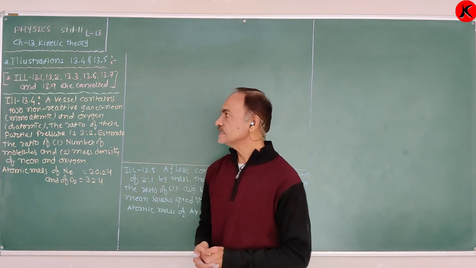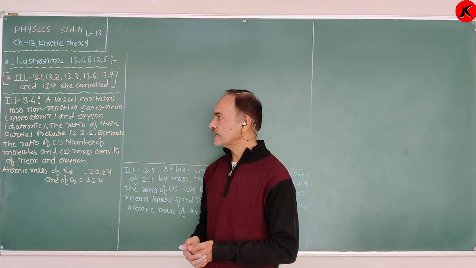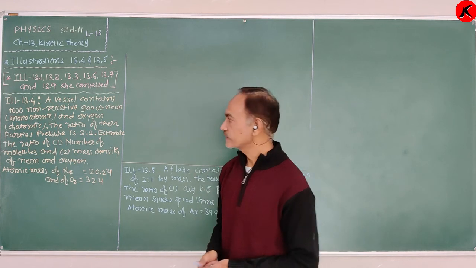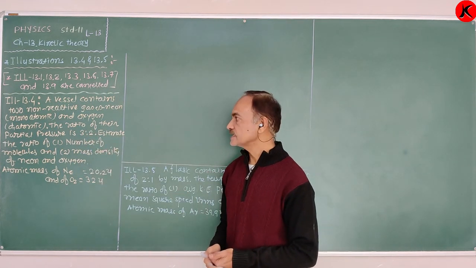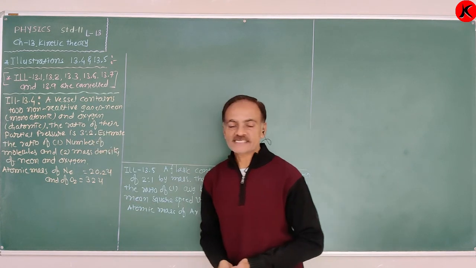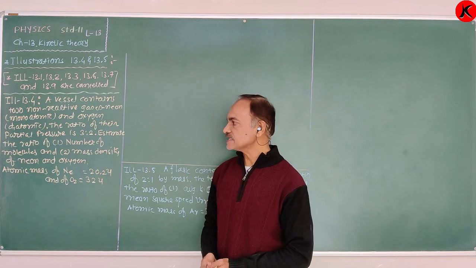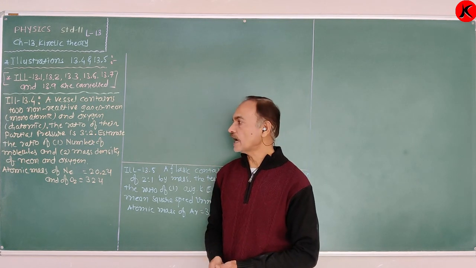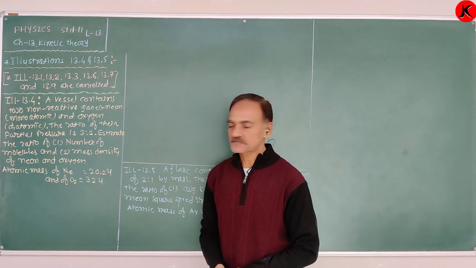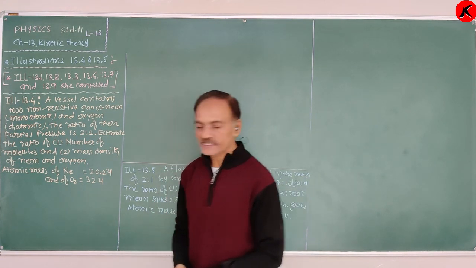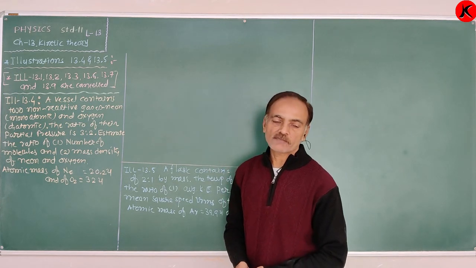A vessel contains two non-reactive gases, neon monoatomic and oxygen diatomic. The ratio of their partial pressures is 3:2. Estimate the ratio of the number of molecules and, second, the mass density of neon to oxygen. Atomic mass of neon is 20.2 atomic mass unit and for oxygen 32 atomic mass unit.